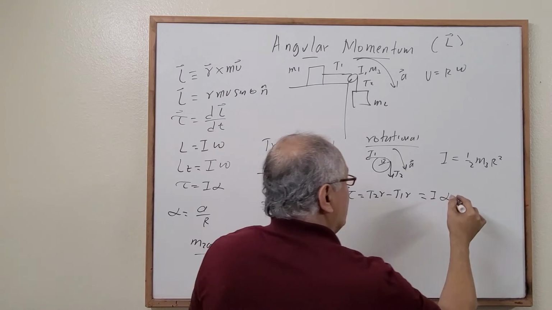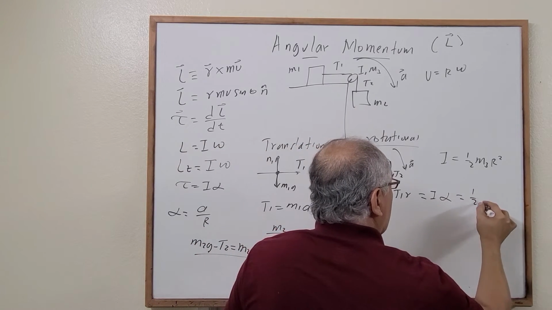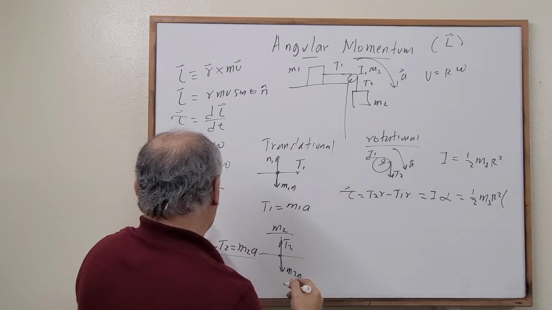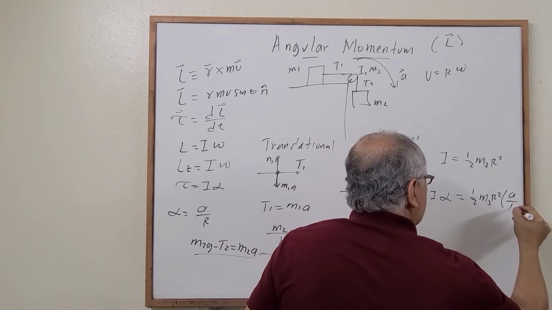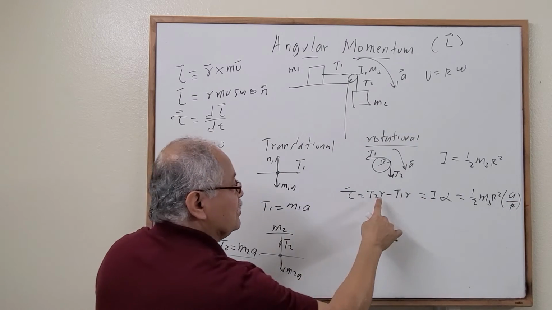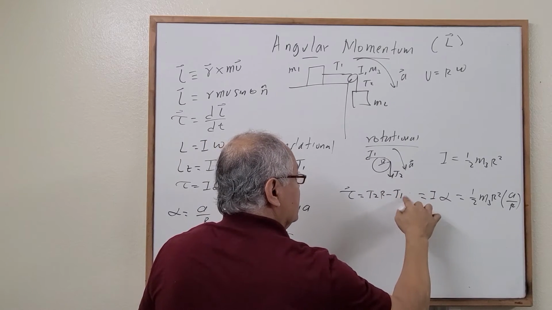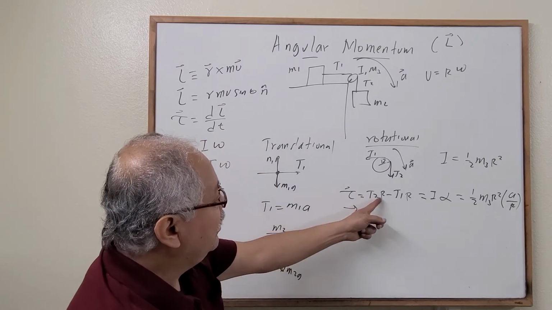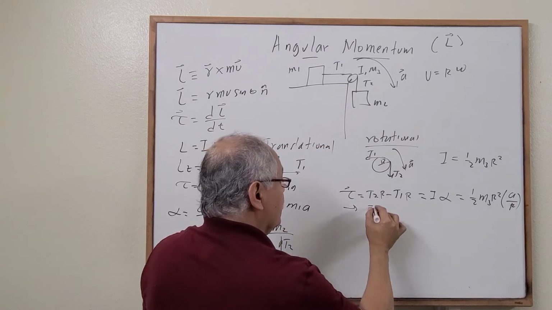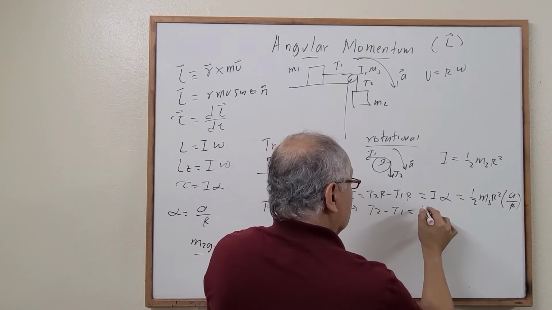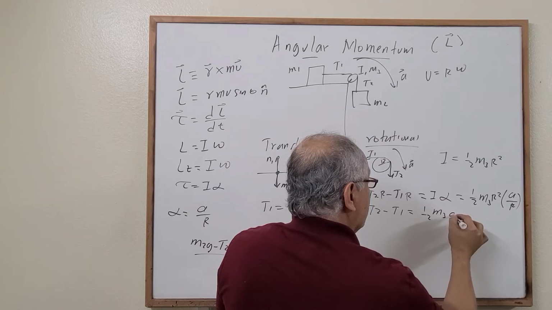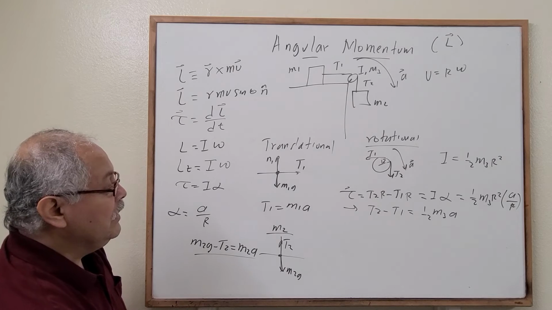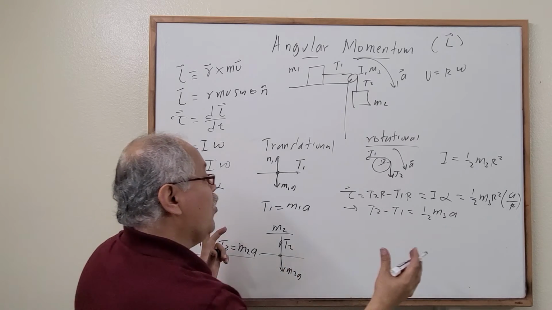When we substitute this value, what do we have? It's going to be 1/2 M3 times R squared times a divided by R. This is also the big R right here. So as you can see, R is cancelled, and we have T2 minus T1 is equal to 1/2 M3 a. Great. Now let's combine these quantities.